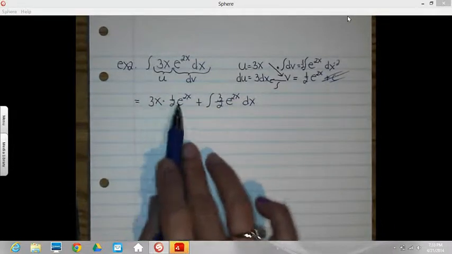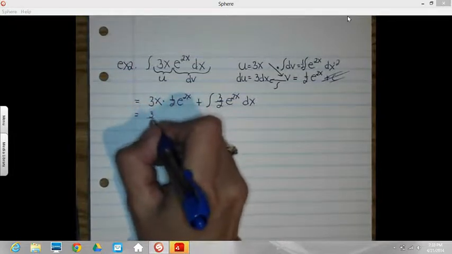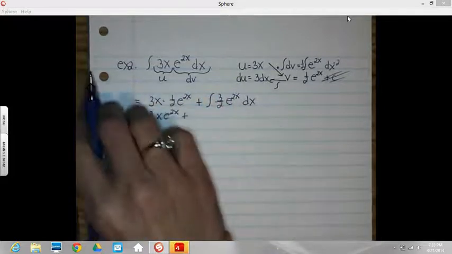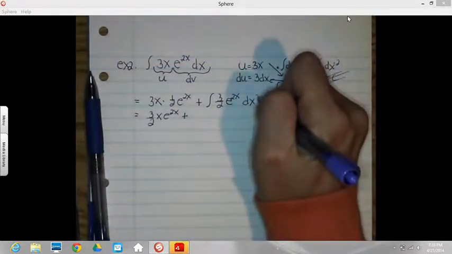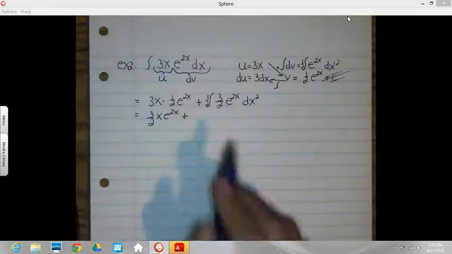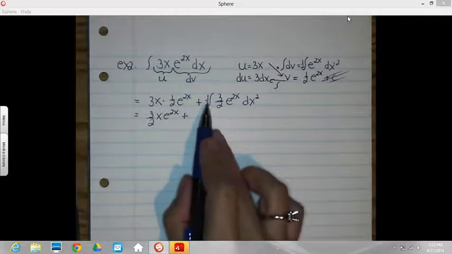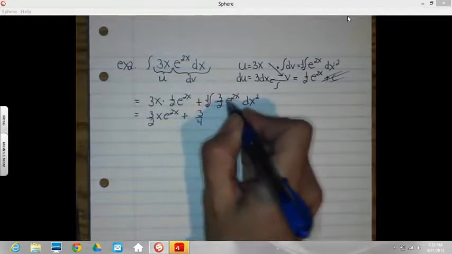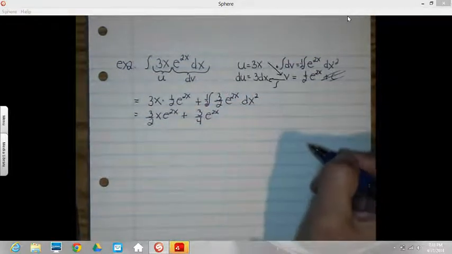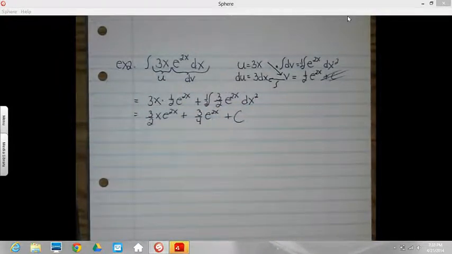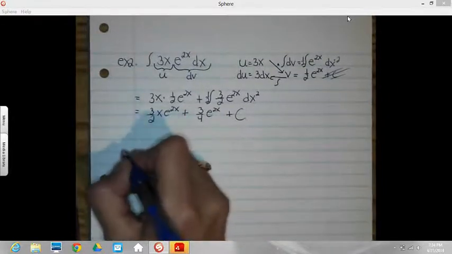So I'll just simplify this to 3/2 x e to the 2x, and then here, I'm going to need a 2 here, so I'm going to need a 1/2. So remember the 3/2 is going to carry along, it's going to multiply by the 1/2 here, I'm going to have 3/4 e to the 2x. And then I've got my plus c for integrating for the big integral. Okay, try another.